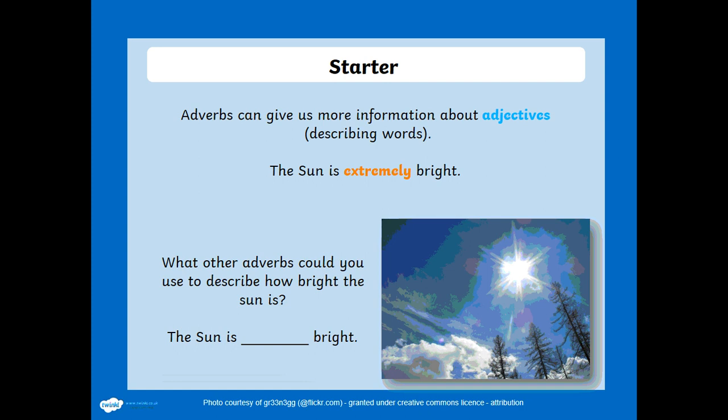Adverbs can give us more information about adjectives. Okay, so we've mentioned verbs. Now we're looking at adjectives. Remember, an adjective is a describing word. So if we look at the sentence, the sun is bright. Bright is describing the sun. But if we ask, how bright is the sun? Our adverb there is extremely. Again, here's your chance to pause the video and have a go at your own example. What other adverbs could you use to describe how bright the sun is?